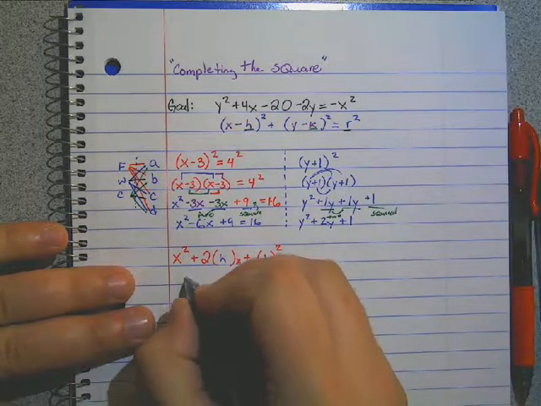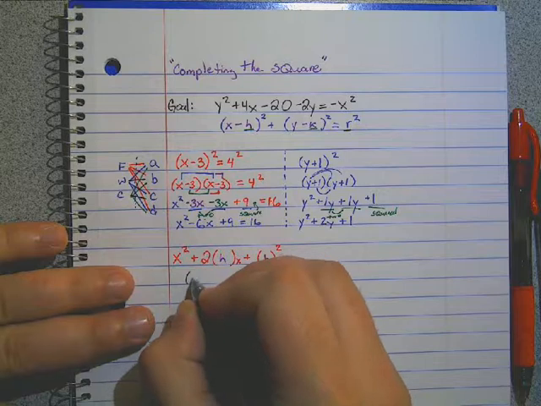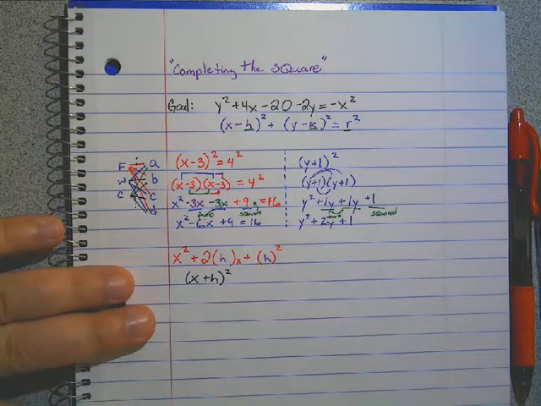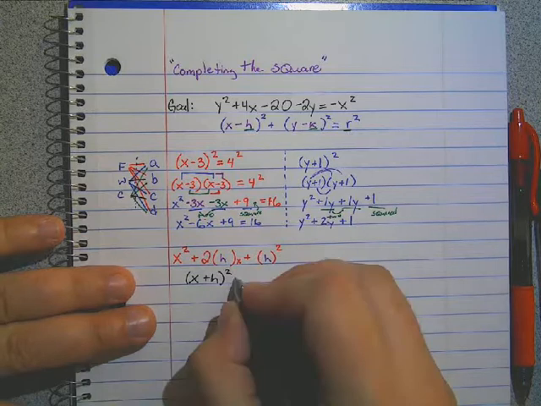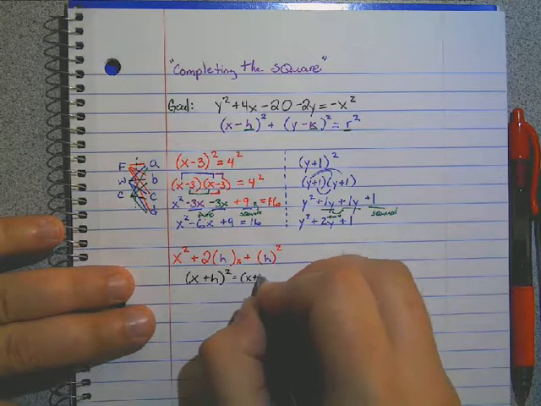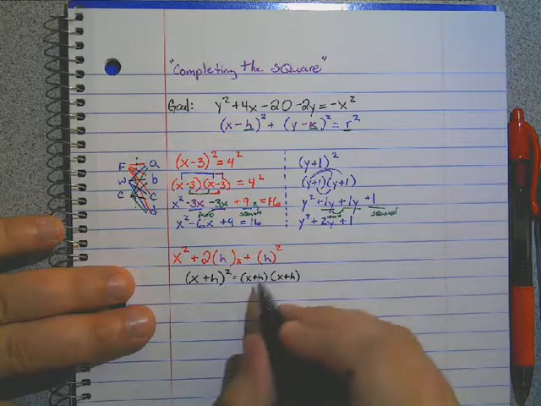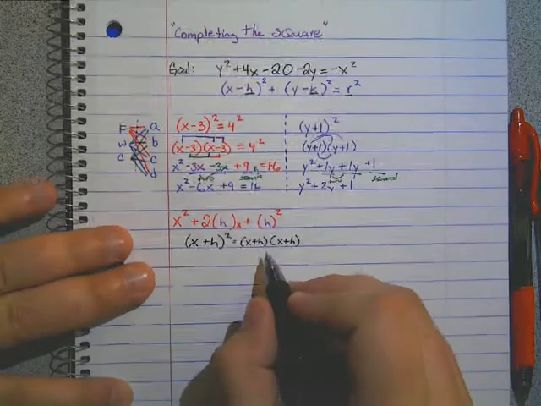So let's examine this. Let's try this one more time. What if I start off with the expression, x plus h quantity squared? Well, that's the same as x plus h times x plus h.